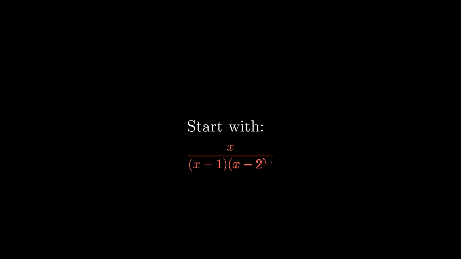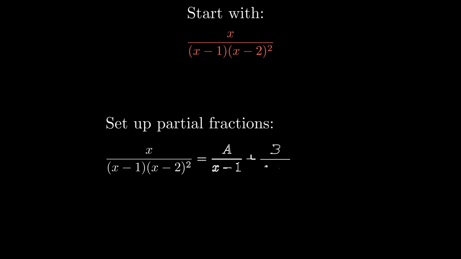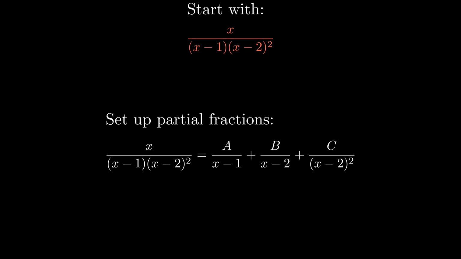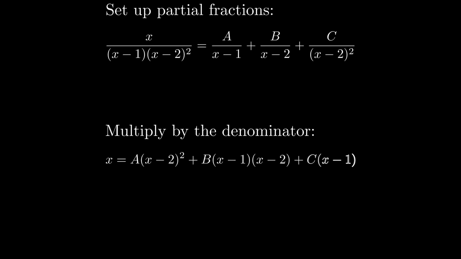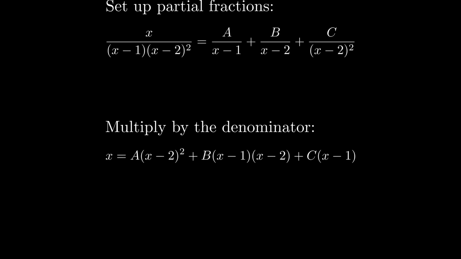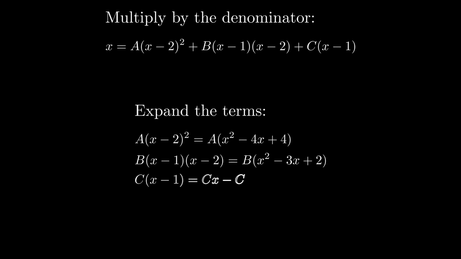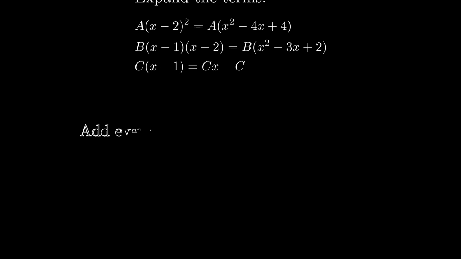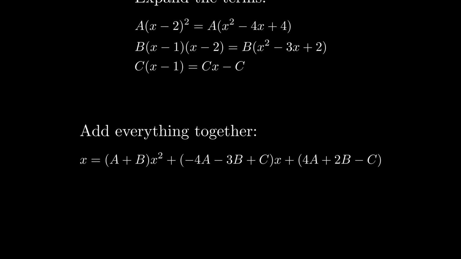We start with x over open bracket x minus 1 close bracket times open bracket x minus 2 close bracket squared. We split it into 3 parts because we have a repeated factor. We multiply everything by the full denominator to remove the fractions. Now we expand each expression on the right side. We collect like terms, x squared, x, and constants.